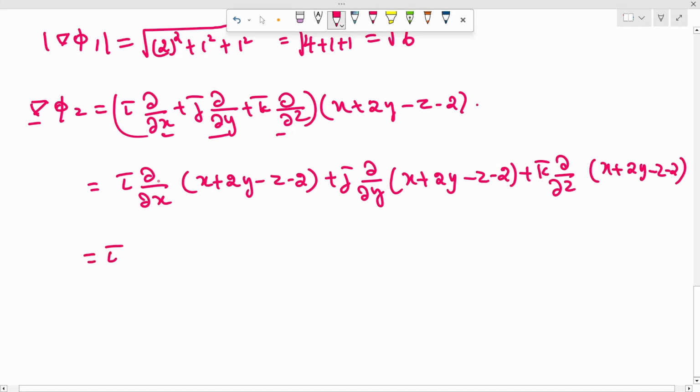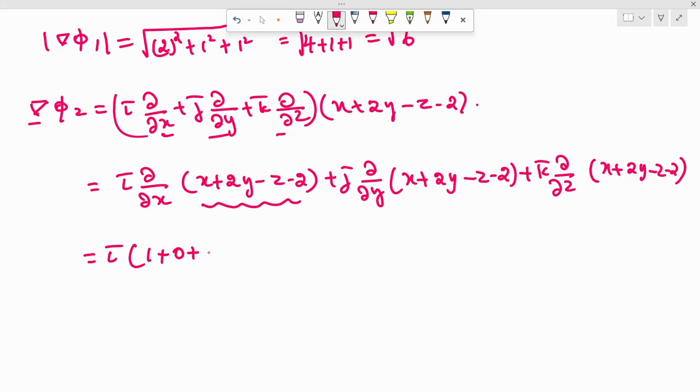I vector into dou by dou x of this phi 2, which means partially differentiate with respect to only x. Here we have to consider the other two variables y and z as temporarily constant. The differentiation of x will be 1. In the second term there is no x, 0. The third term also has no x, 0.